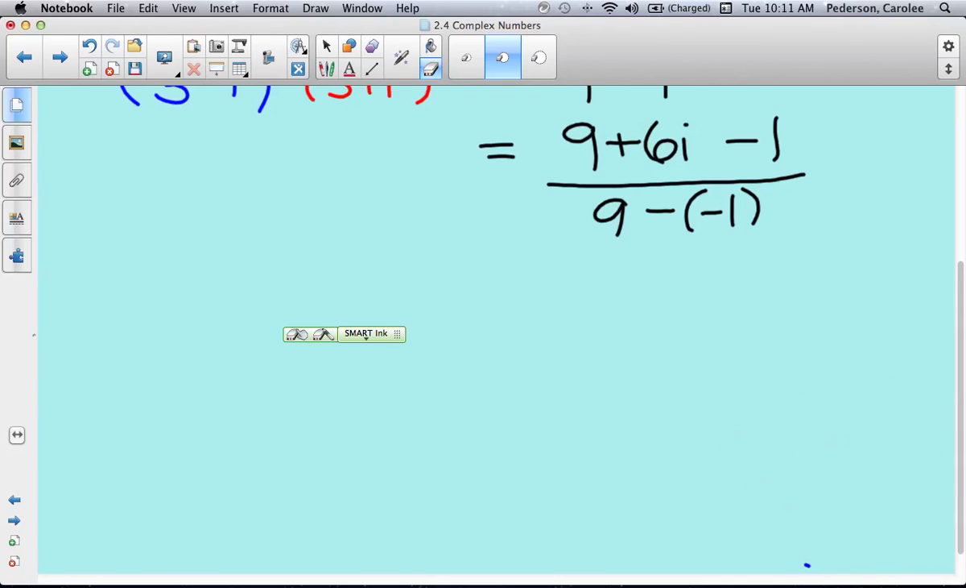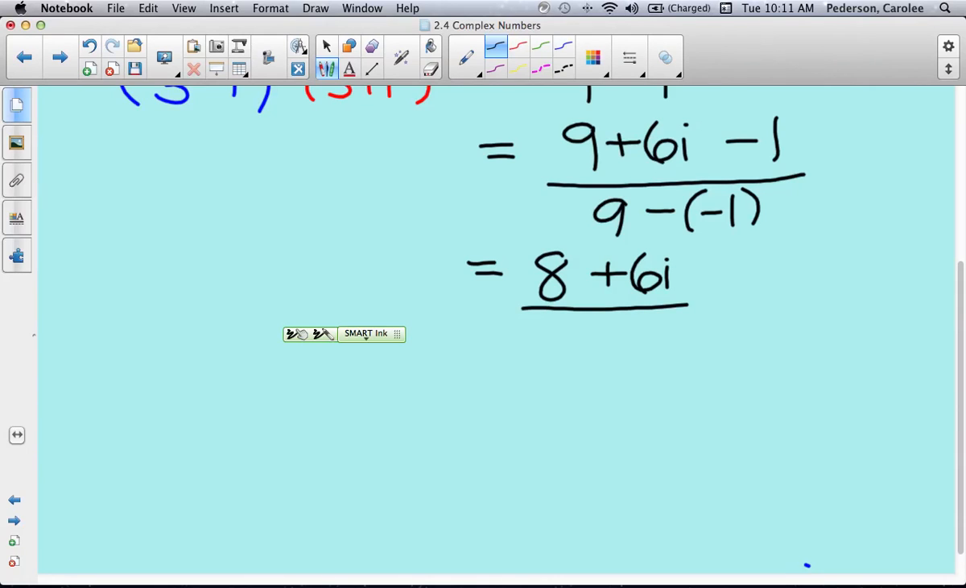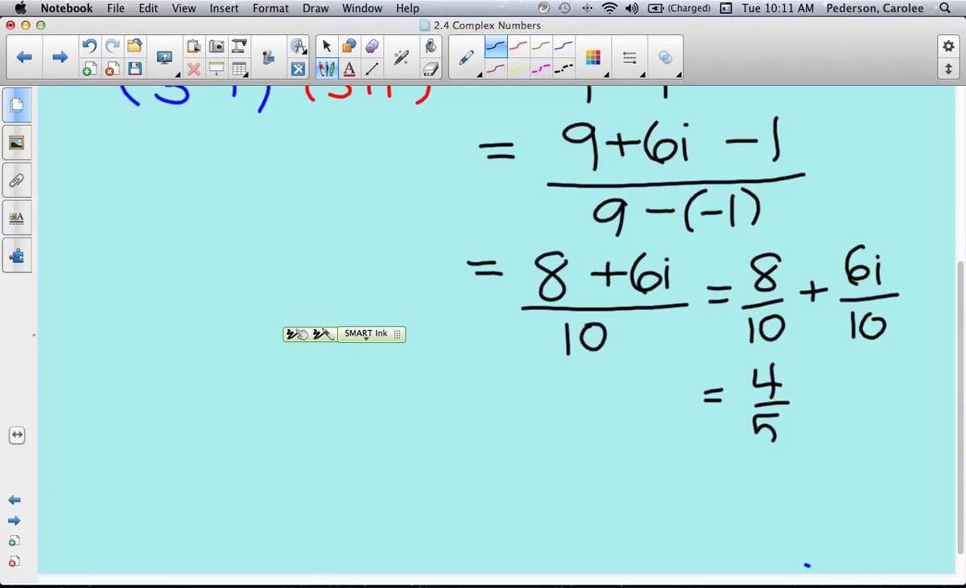Now I combine like terms again. 9 minus 1 is 8 plus 6i. 9 minus negative 1 is 9 plus 1, or 10. Now we can break up that fraction into two fractions. So I have my real part plus my imaginary part. And then I have a fraction I can reduce, with the real part to 4/5 and 3/5. And there's my final answer.